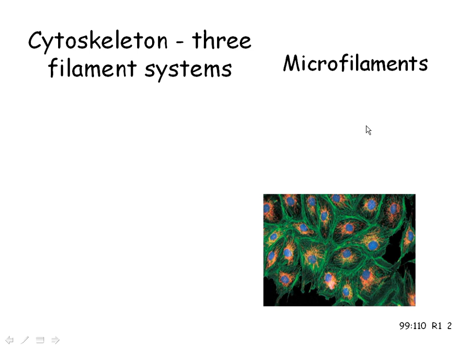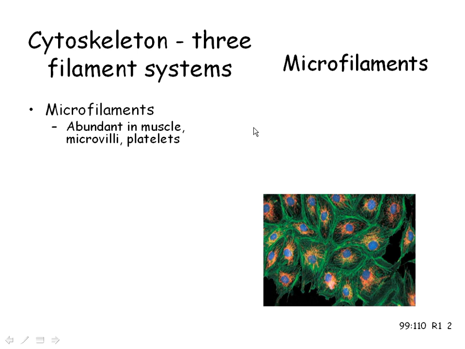And there are three major filament systems. You have microfilaments, which are going to be the hallmark, if you like, of things like muscle cells, where they're first isolated. Platelets that can contract and make a clot get small. Microvilli that stick into your gut.